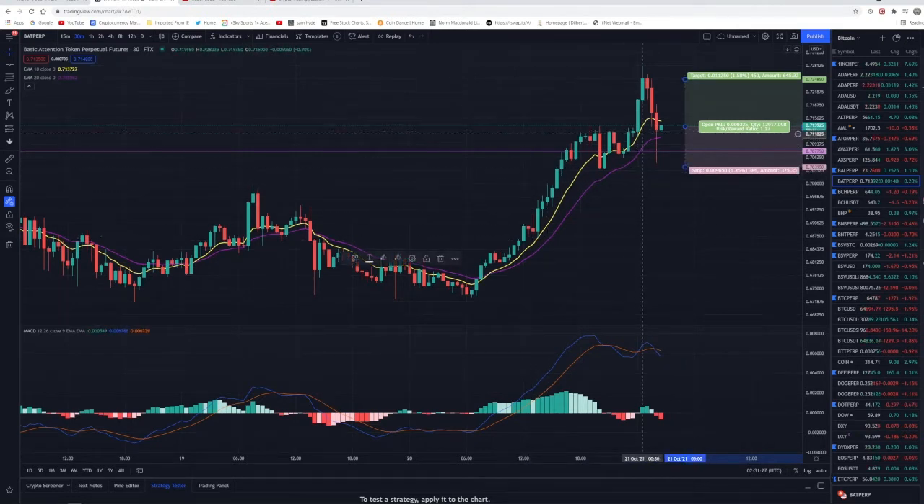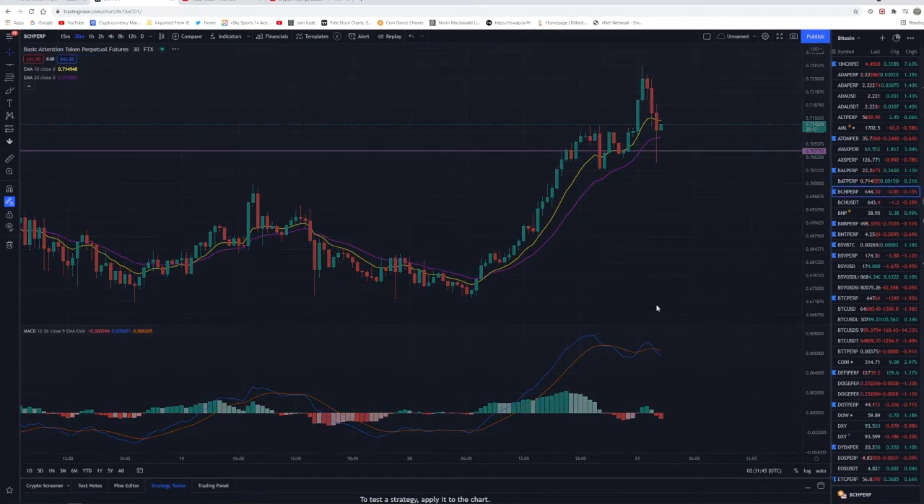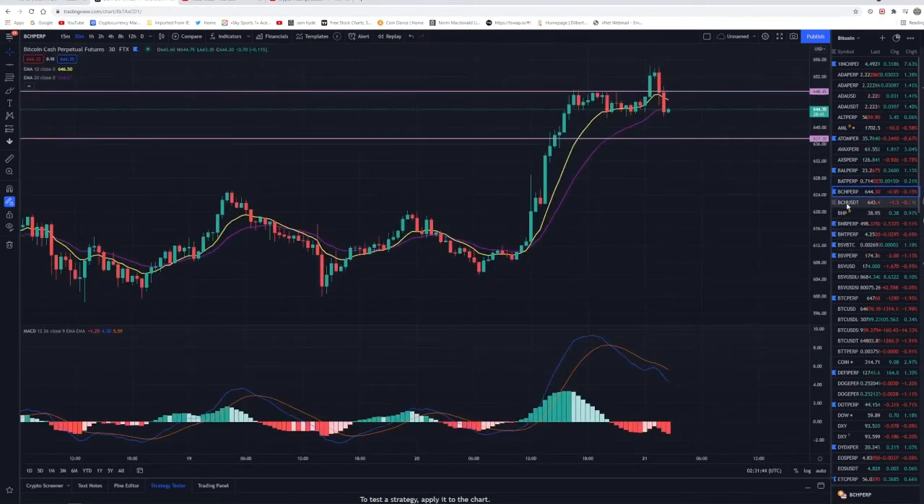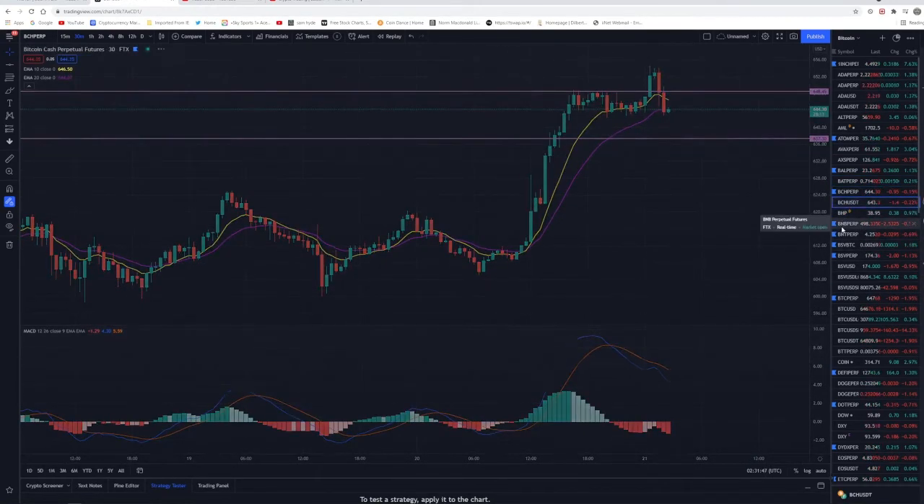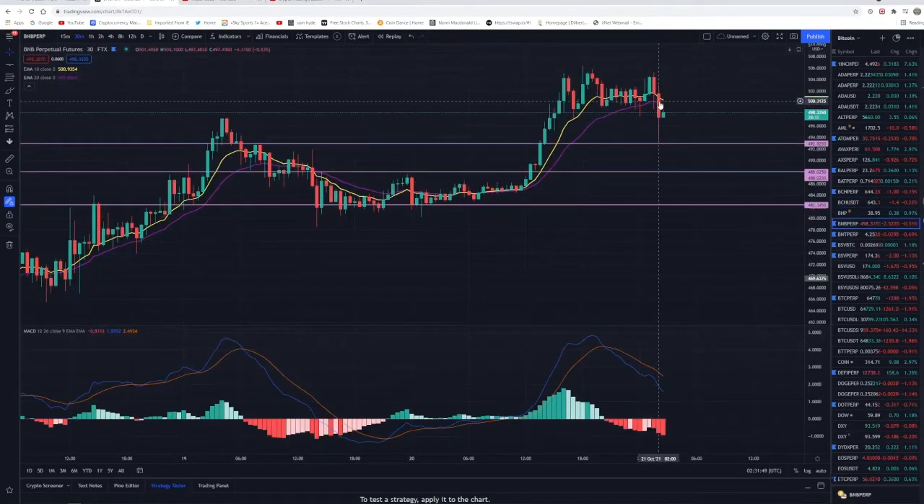So you can see here that the price isn't confluent with the MACD. We've got a higher high here, a lower high here. So that's basically not going to be tradable. Let's start moving down. BNB.